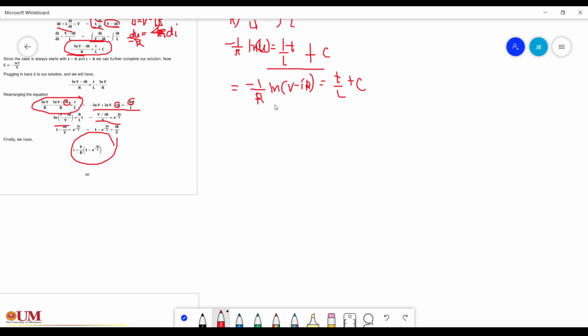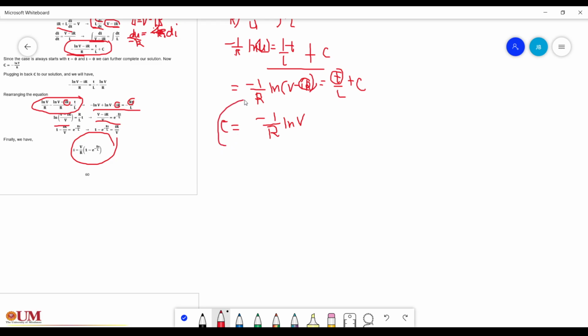So, substituting time, pwede siya ma-0. This one will be 0 as well. So, you will have 0 over L, that's 0, obviously. So, the constant is negative 1 over R ln of V. Or you can say negative ln of V over R. Okay? So, how are we going to find the solution?